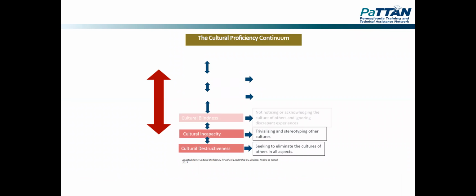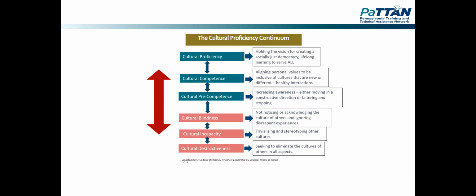I'd like to also introduce you to the Cultural Proficiency Continuum, which comes from Robbins and Terrell and Lindsay, and the book Cultural Proficiency for School Leadership. As we think about this continuum, we can see how not only ourselves individually might fit on this continuum, but also how systems that we're a part of may also fit. For the purposes of articulating the continuum, I'm not going to go one by one, but I am going to highlight a few for us to get an understanding of the overall concept.